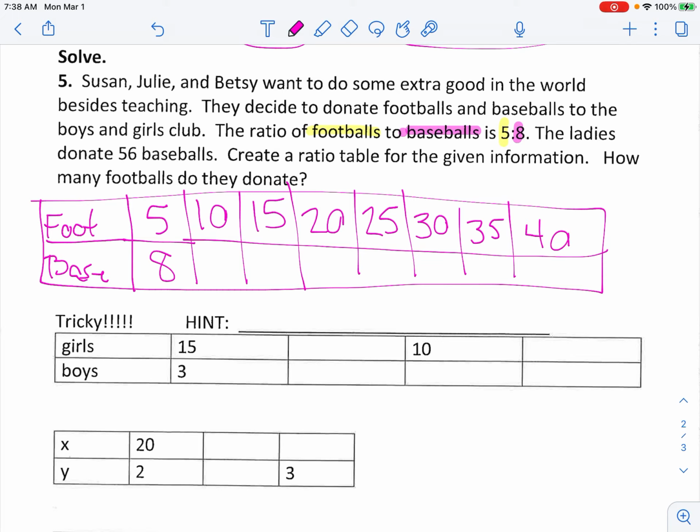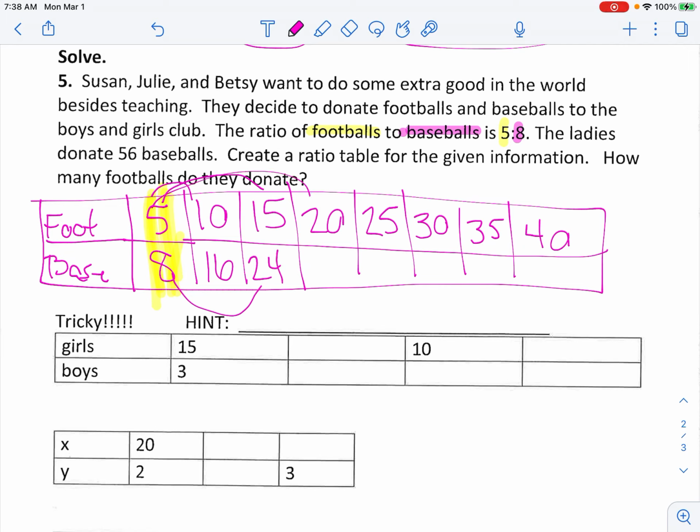Okay, so the ladies donate 56 baseballs. All right, 56 baseballs. So where is 56 going to go? So I'm going to start with my initial ratio. I'm focusing on 5 to 8. So to get from 5 to 10 is times 2. So 8 times 2 is 16. 5 times 3 is 15. 8 times 3 is 24.